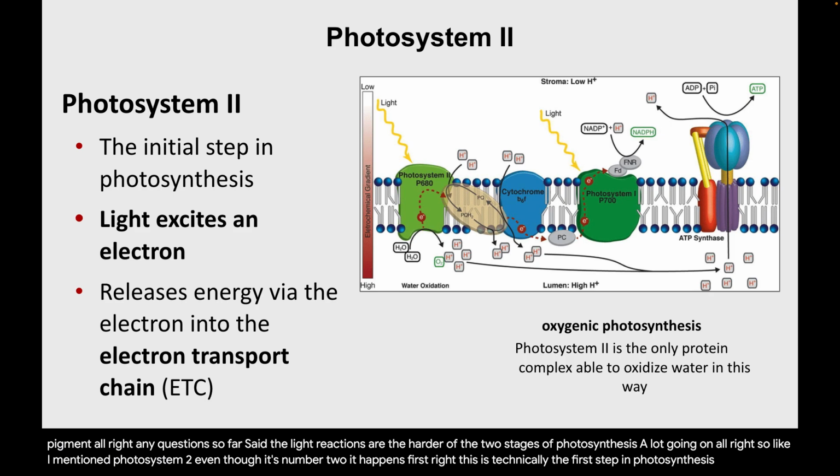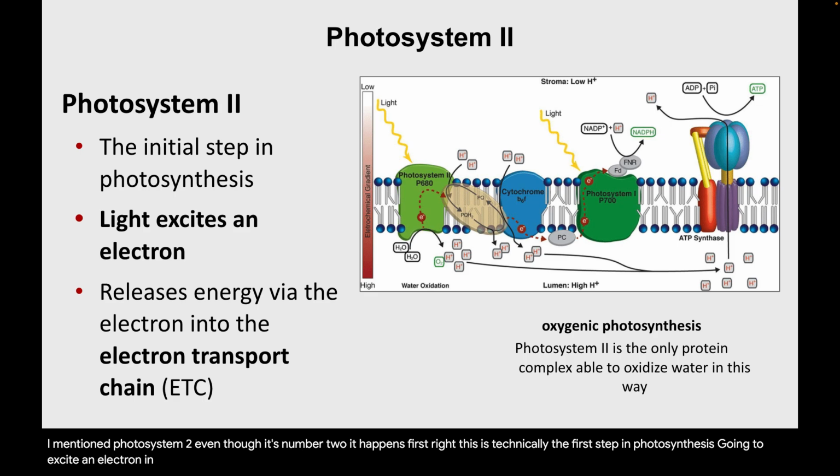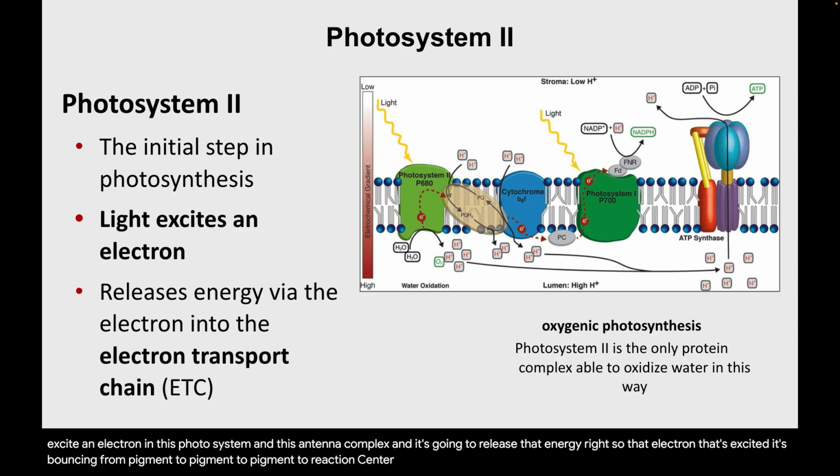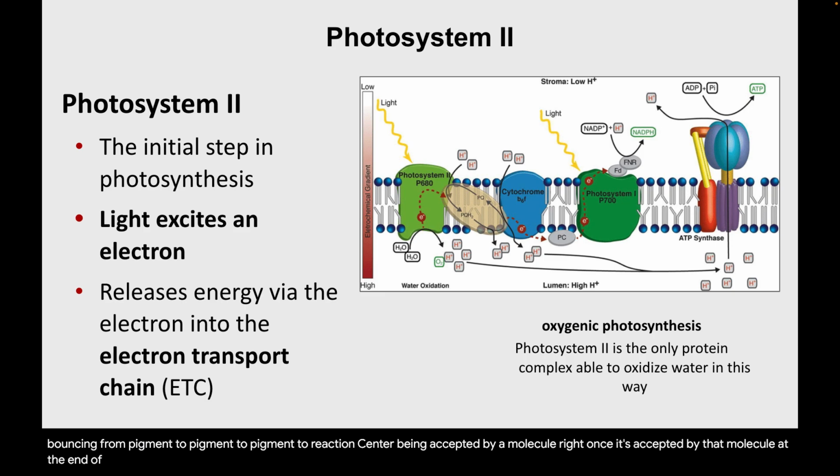Light is going to excite an electron in this photosystem, in this antenna complex, and it's going to release that energy, right? So that excited electron is bouncing from pigment to pigment to pigment to the reaction center, being accepted by a molecule. Once it's accepted by that molecule, at the end of photosystem 2, it's going to move on to an electron transport chain. So photosystem 2 is where we're actually capturing the photon of light and exciting this electron.